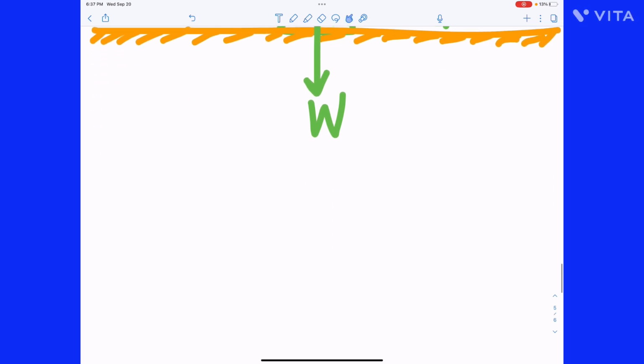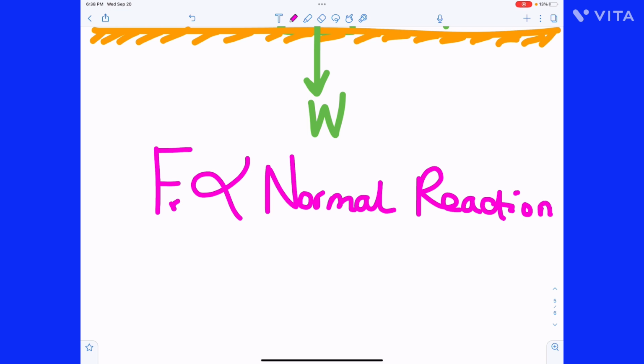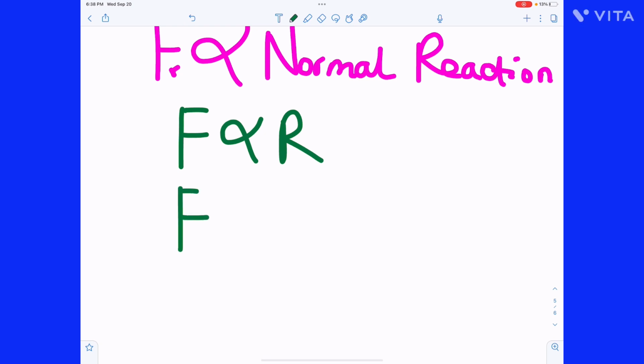Now, from our laws of friction, we learned that the frictional force is dependent on the normal reaction. So that means frictional force F is dependent on R. Every direct proportionality like this has a constant of proportionality between them. So F is equal to KR. That constant of proportionality is what is referred to as the coefficient of friction between the two surfaces.